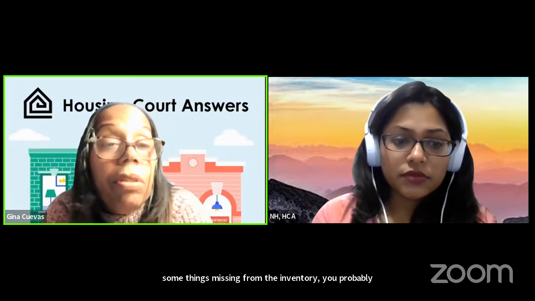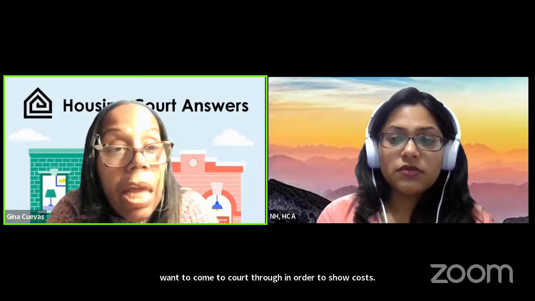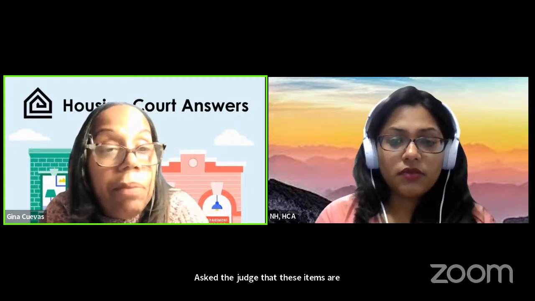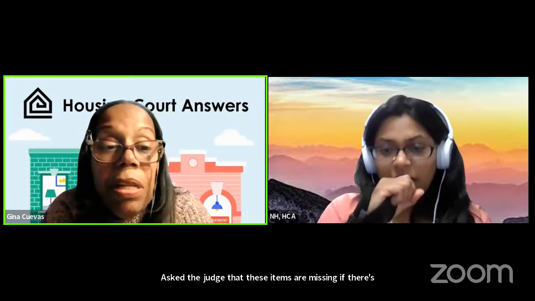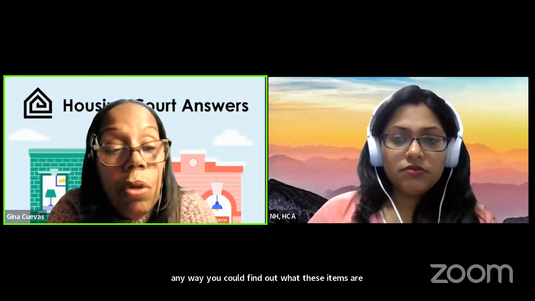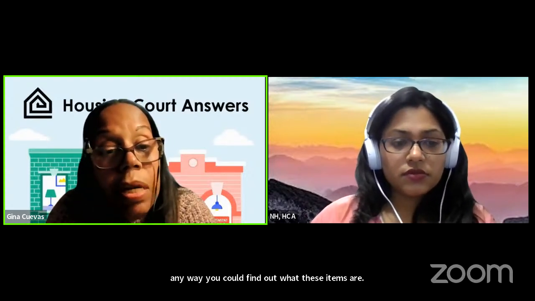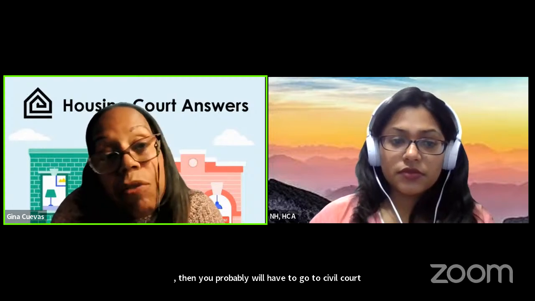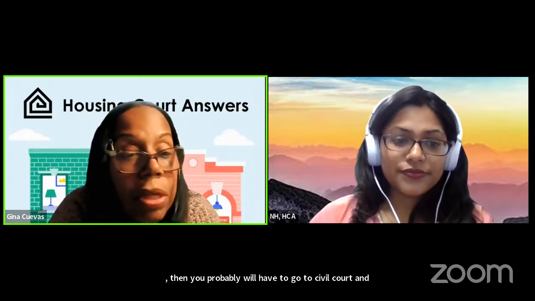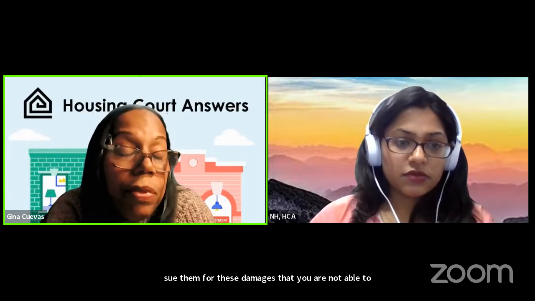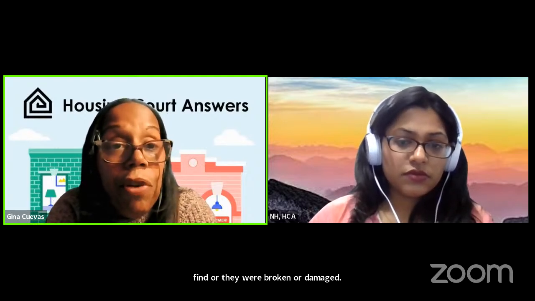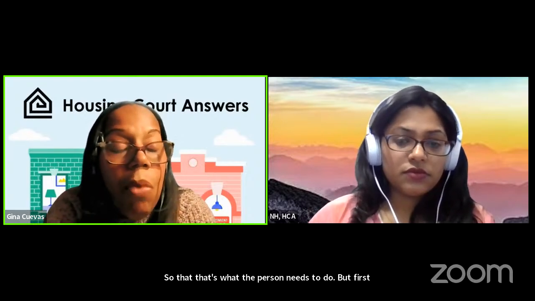Ask the judge that these items are missing, if there's any way you could find out what these items are. If not, depending on what decision the judge gives you, then you probably will have to go to civil court and sue them for these damages that you're not able to find or they were broken or damaged. So that's what the person needs to do. But first look at the list that the marshal gave you.